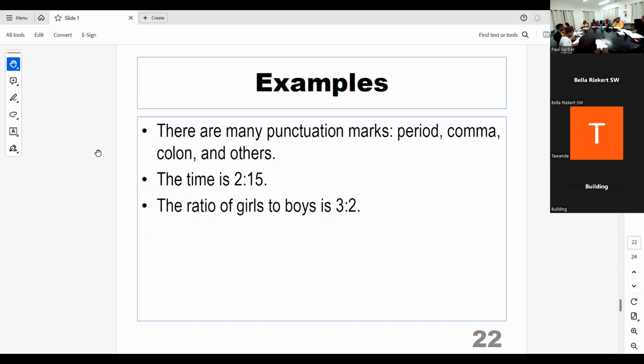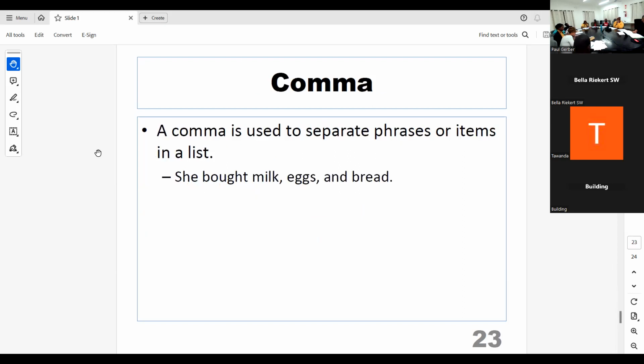So here they give us examples. There are many punctuation marks: periods, commas, colon, and others. So there we have the colon in between the time, 2:15, that's digital time. And then you see that the ratio of girls to boys is 3:2, no? That's mathematical, when we use it in a mathematical case. Okay. Let's see what else we have.